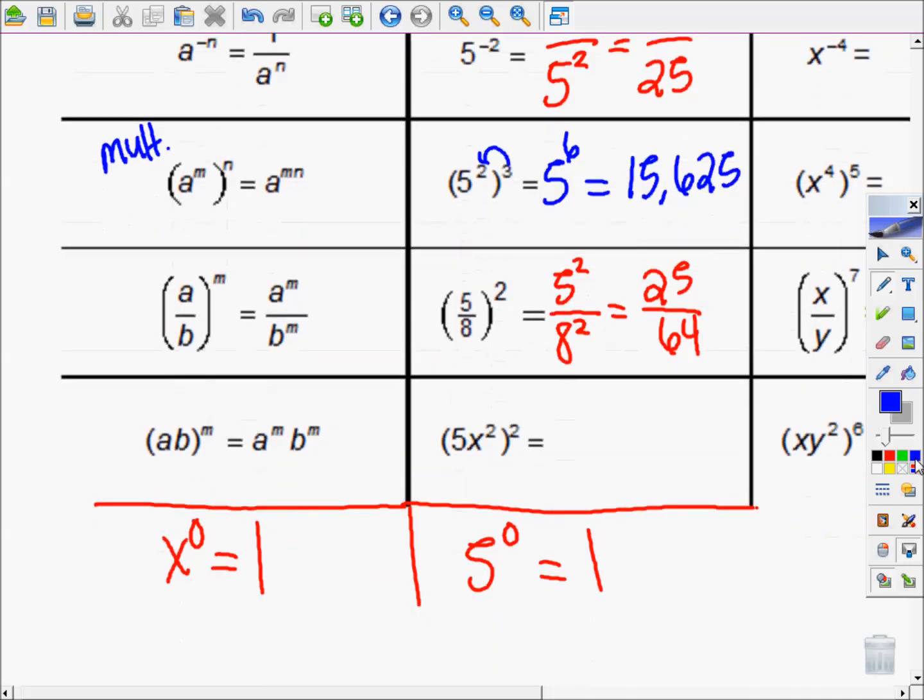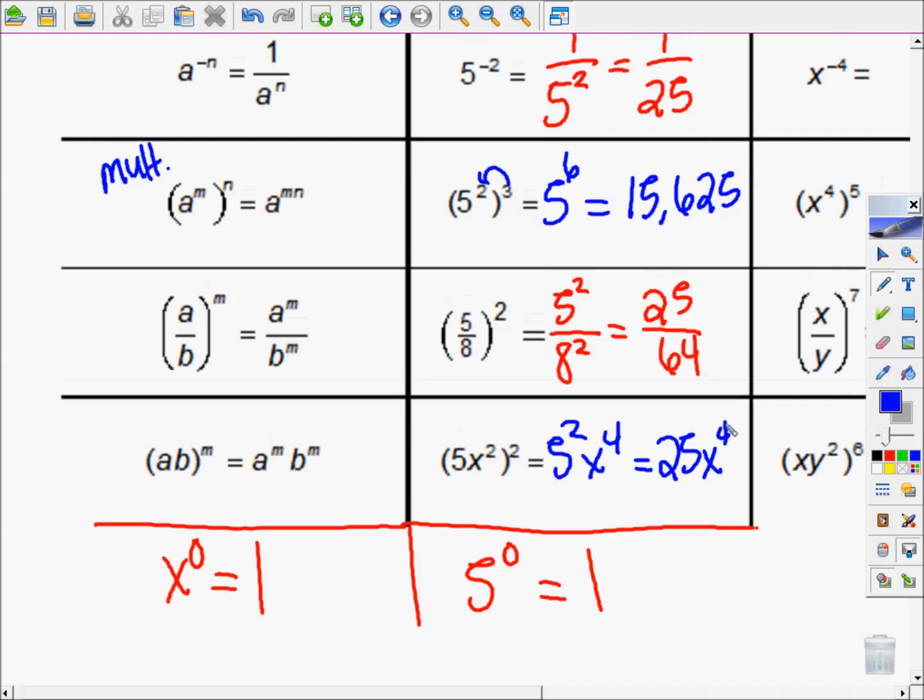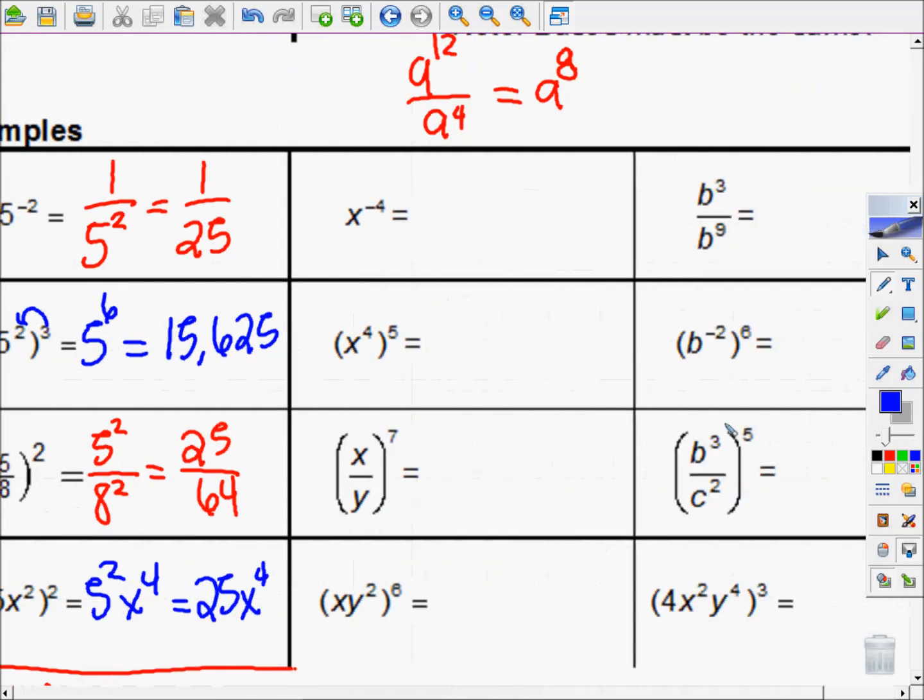All right. Next is distributing when there are multiple variables inside. When you distribute and there are multiple variables on the inside, you're going to distribute to each variable. Okay? To each variable or to each coefficient if there exists. So it's 25x^4. So this is going to become 5 squared x to the 4, which equals 25 x to the 4. Something like that. Okay? So for the rest of the class period, I want you guys to do the last 8.